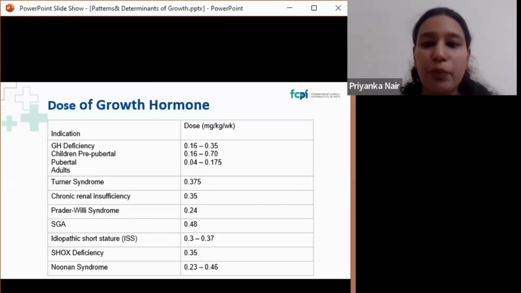Then for children with prepubertal growth hormone deficiency, it is 0.16 to 0.7. Then for adults, it's 0.04 to 0.175. And then the same thing is given for different conditions.